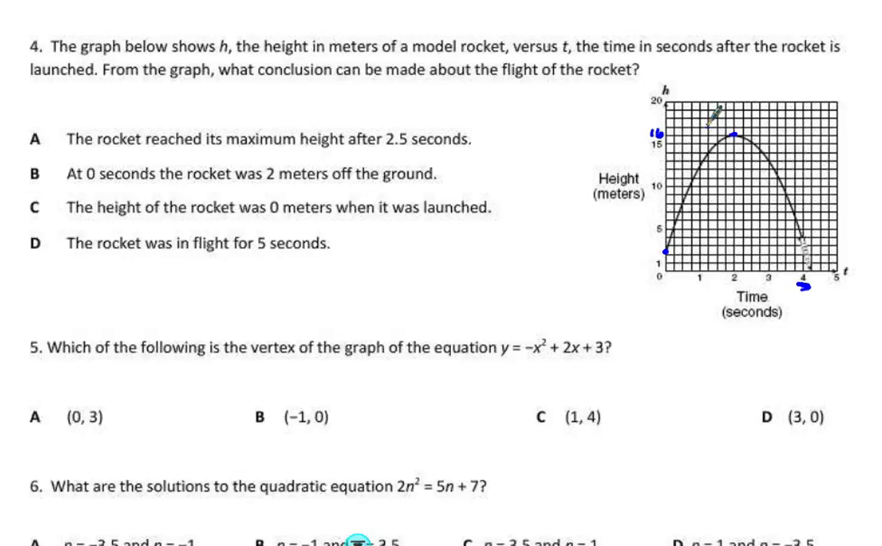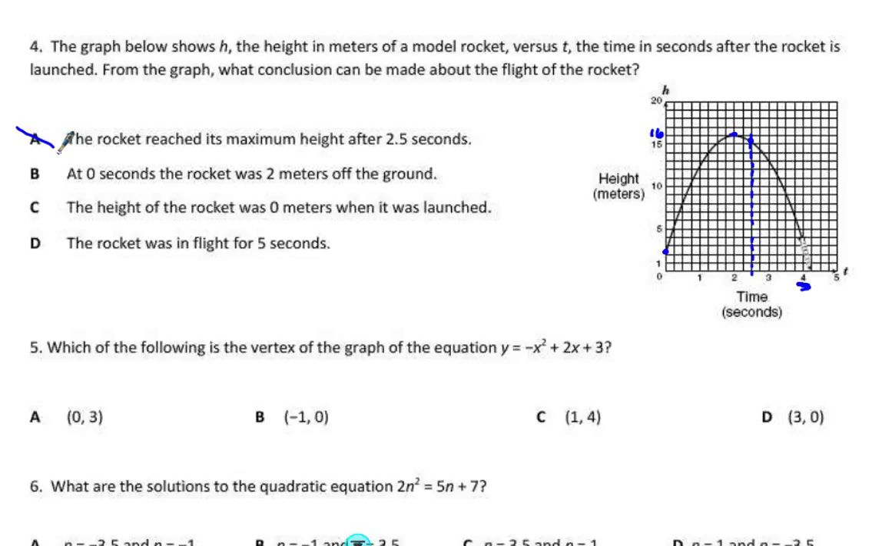All right, so let's look at our answer choices. The rocket reached its maximum height after 2.5 seconds. So let's go see what happened at 2.5 seconds. So this would be 2.5 seconds. And is that its max height right there? No, we can see it actually reaches its max height right over here, which was at 2 seconds. So it's not going to be A.